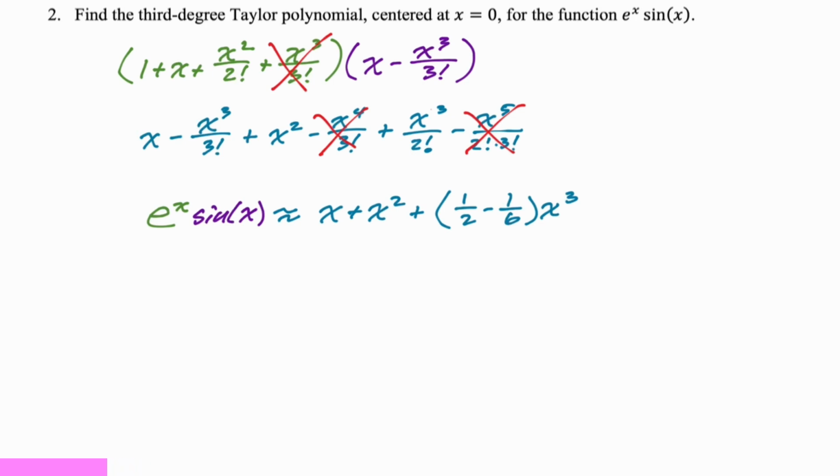And then, if you want, you can simplify it to this. So that's how we can do it. We can take the polynomials that we're memorizing, and we can multiply them to get new polynomials for new functions, which is one of the key things that you want to be able to do. All right, let's take a look at the next problem.